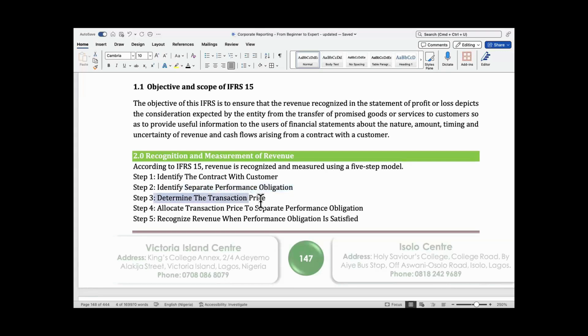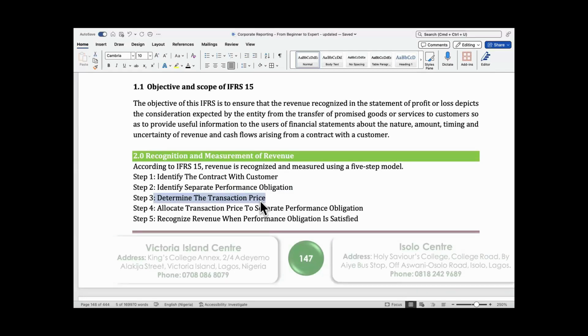Then we looked at determining transaction price. You see, this transaction price is the consideration you are actually expecting. This is the money you want to get from the customer. And in this transaction price, you must ensure that you never include the money you receive or want to collect on behalf of a third party. Never include VAT as part of your transaction price. Never include VAT as part of your revenue. These are moneys you are expecting and you're going to deliver to the government. It is not your revenue.